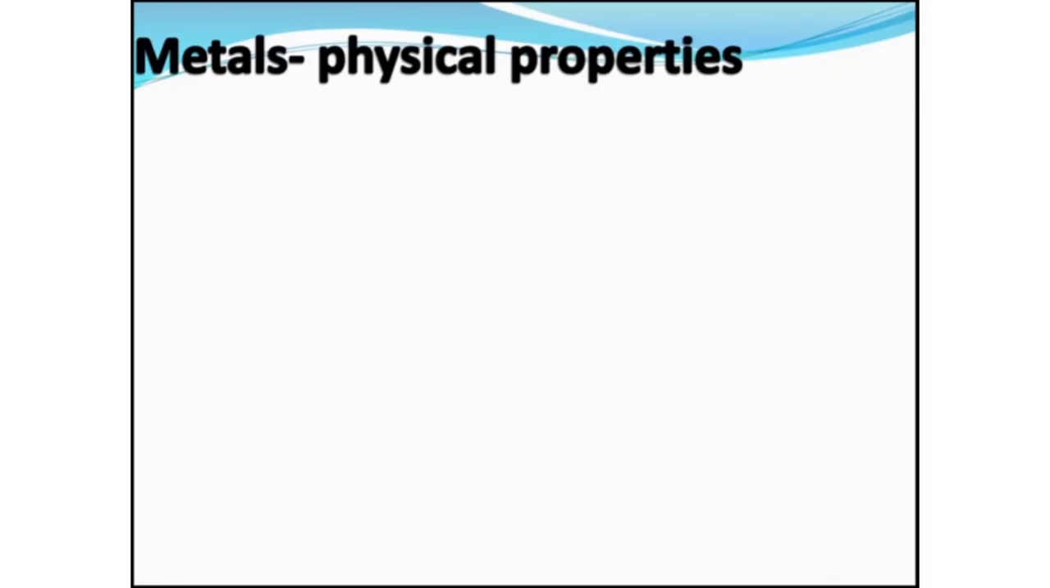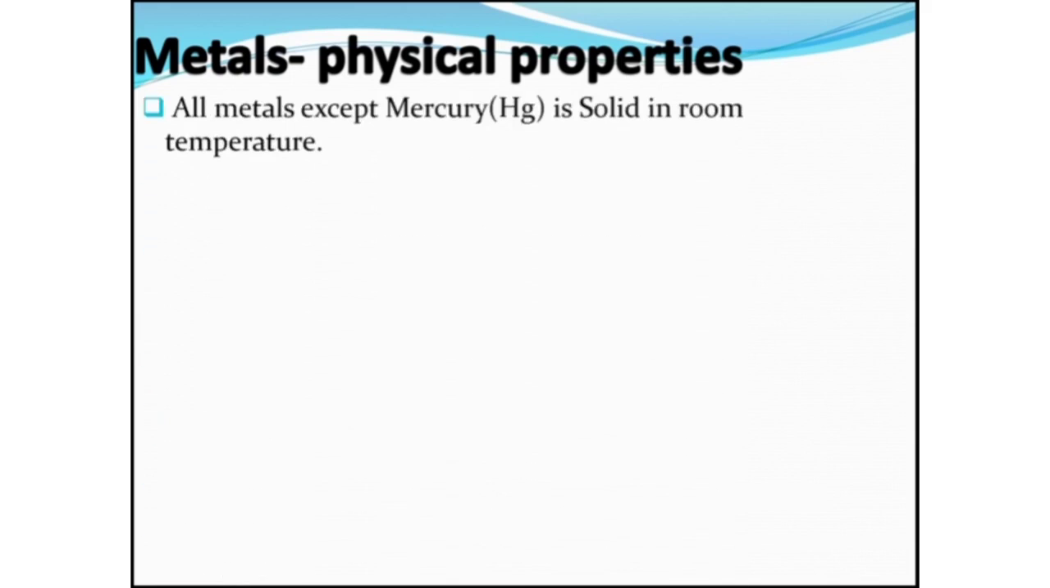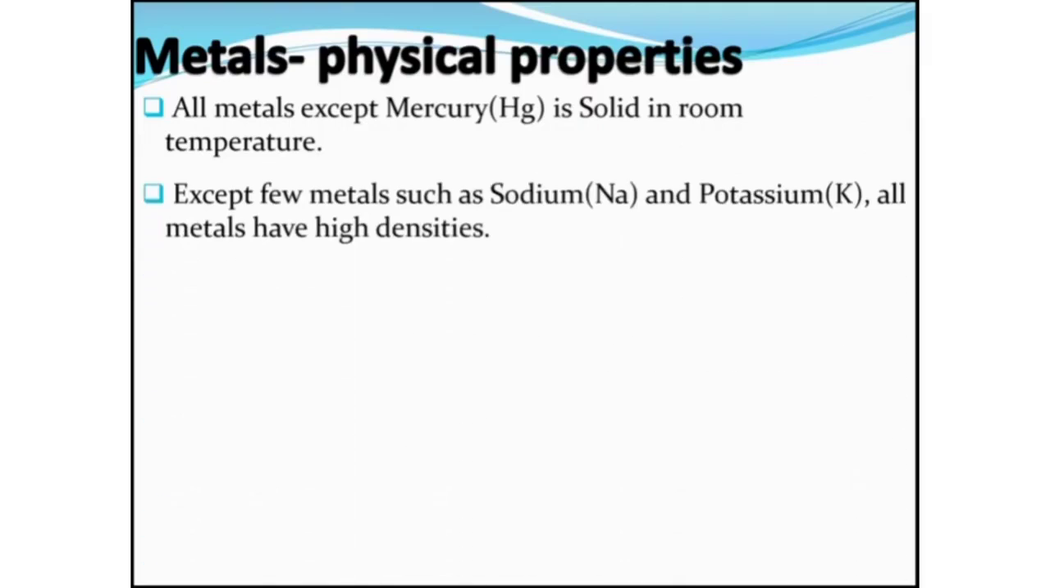And now we are going in depth into the physical properties of metals. Metals are always found in the solid state except mercury. The symbol of mercury is Hg. Mercury is the only metal found in the liquid state at room temperature, and other metals like iron and copper are never found in the molten state. At room temperature they are only in the solid state.